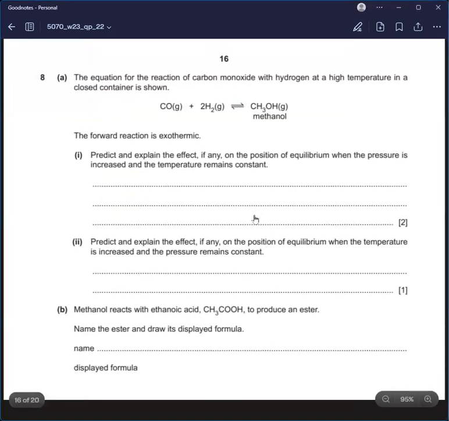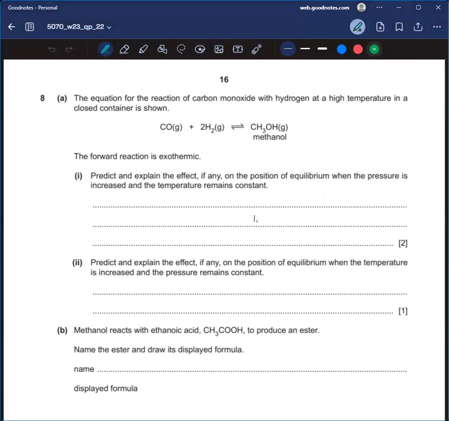Okay, question number 8 part A. The equation for the reaction of carbon monoxide with hydrogen at a high temperature in a closed container is shown. The forward reaction is exothermic. Let me highlight this. Part 1, predict and explain the effect, if any, on the position of equilibrium when the pressure is increased and the temperature remains constant.